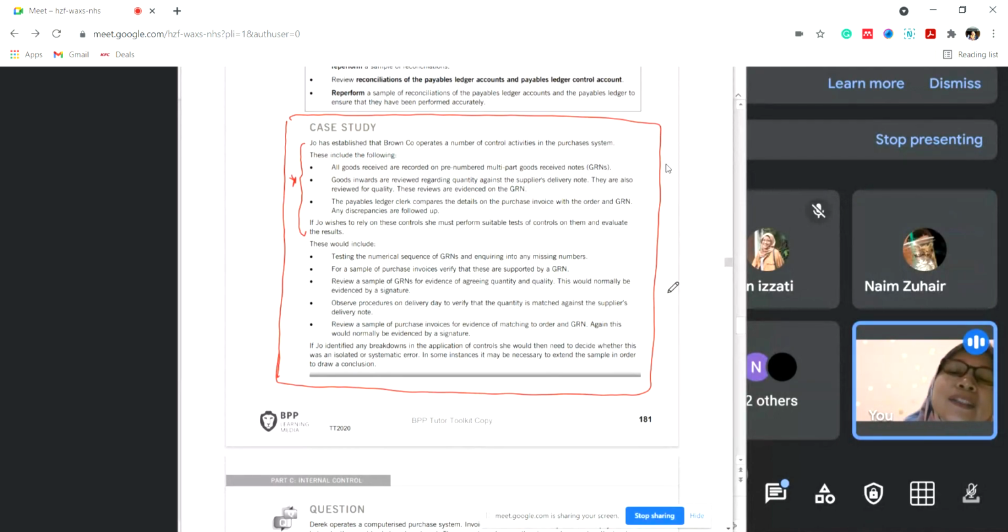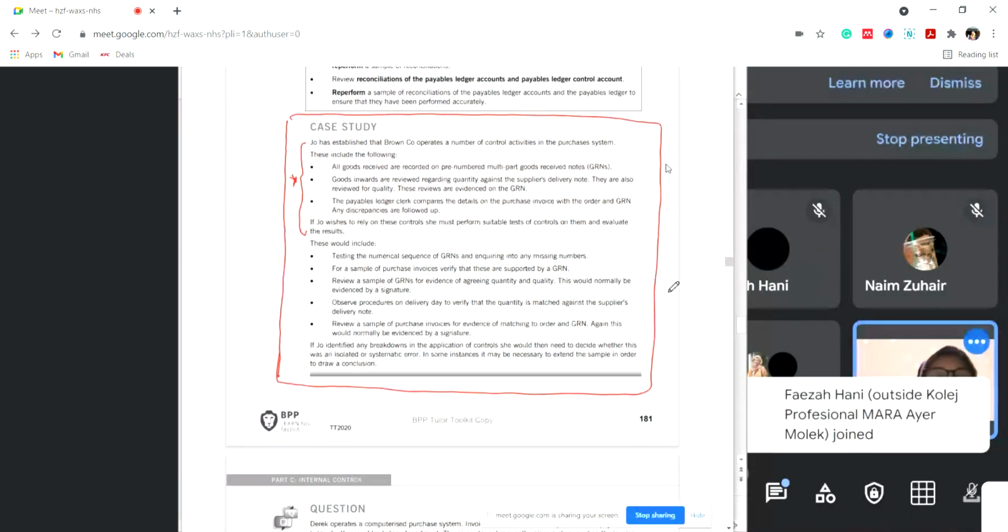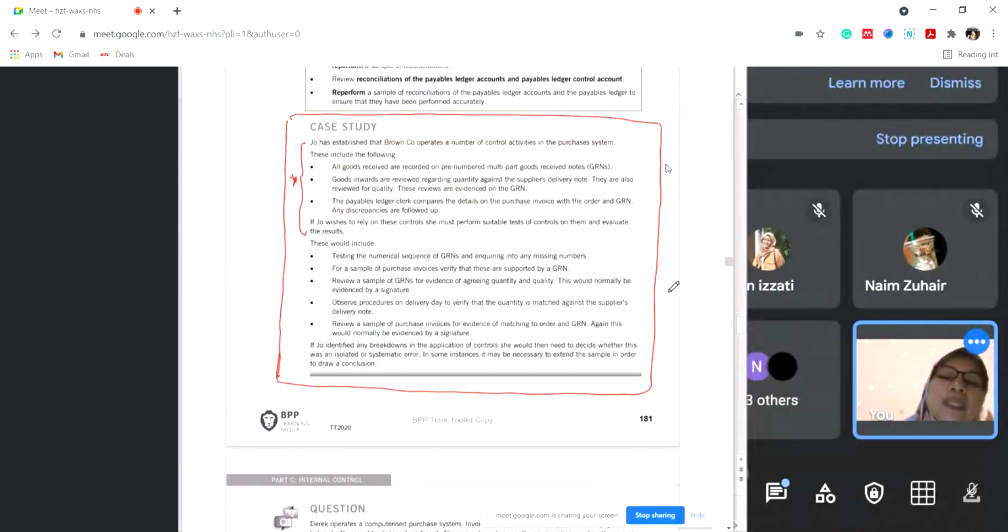This is what Joe Price does with Brownco. Brownco is the client. You ingat balik, this is a continuation from the previous case study. Okay, kita ada continuation kan. What Joe Price does in each of their audits of Brownco. So this is what she identified from the purchase system. Actually, what is the first paragraph telling you when you read the narrative?